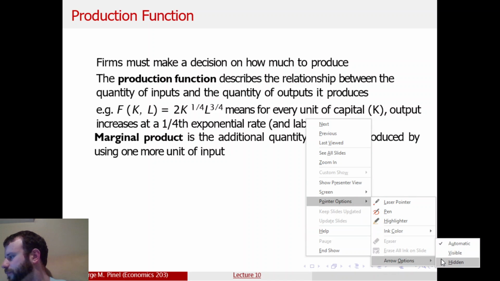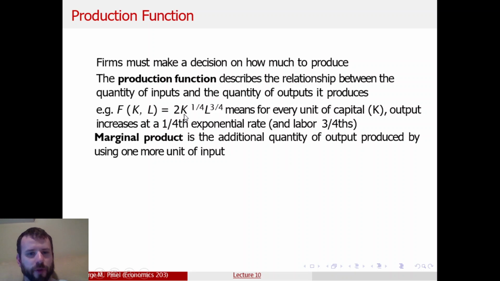Okay, so if you wanted to find what your marginal product of capital is, going from 1 to 2, what you would do is you'd plug in 1 for capital, and then you'd find F. And then you'd plug in 2 for capital, and then you'd find F. And you subtract the F when K equals 1 from the F when K is 2. That'll be your marginal product of capital going from 1 unit to 2 units. Okay. So it's the additional output that's generated from one additional unit of input.